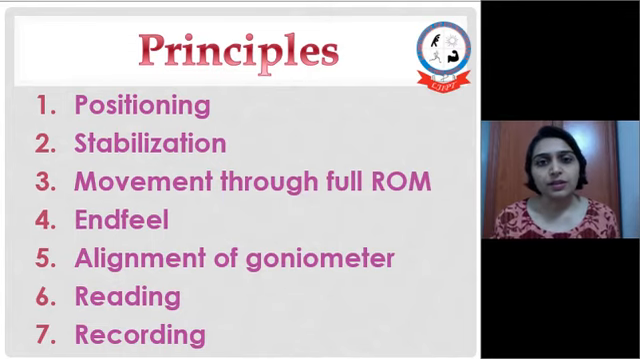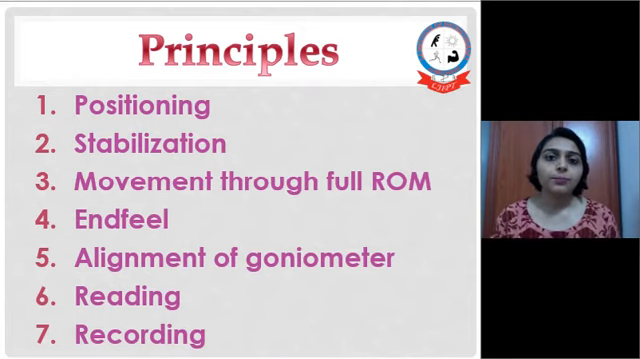Next is stabilization. Whenever we are moving any joint, we must stabilize the proximal part of the joint being moved to avoid any kind of trick movement. This stabilization helps to achieve a correct or accurate range of motion measurement.